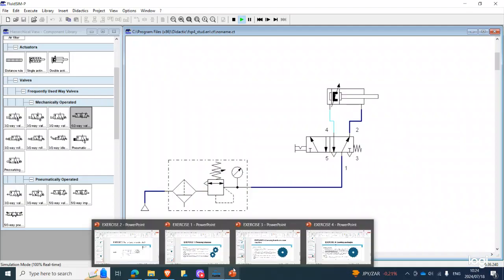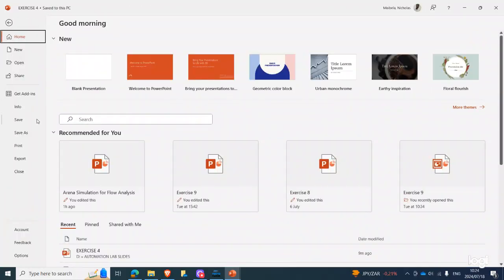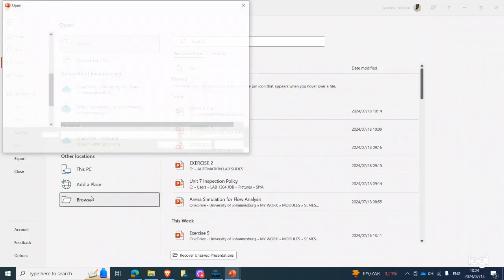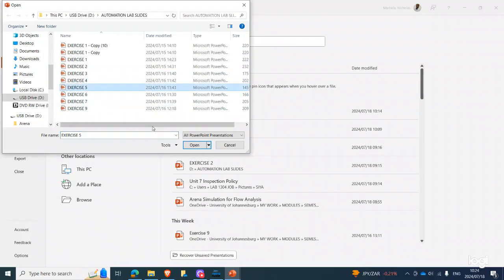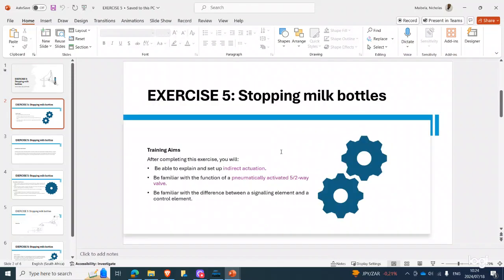Okay, so now moving on to exercise number 5, right? Moving on to exercise number 5. So in exercise number 5, we are stopping milk bottles using a pneumatic system, right? So here, the aim of this exercise is for you to be familiar with the setup and function, or be able to explain indirect actuation, right?